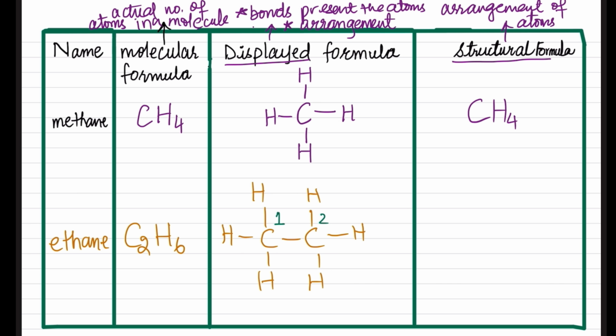So I will write the first carbon here. How many hydrogen atoms are attached with this carbon atom? There are 3 hydrogen atoms. So I will write 3 hydrogen next to the carbon atom, CH3. Then I will write the second carbon atom, and with the second carbon 3 hydrogen atoms are also present. So I will write hydrogen as 3 here. So its structural formula will be CH3CH3.